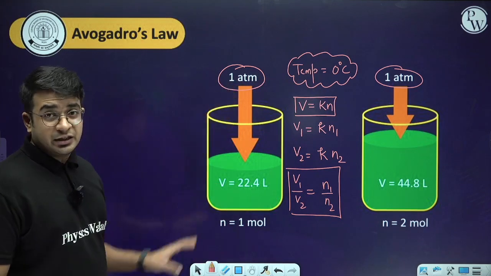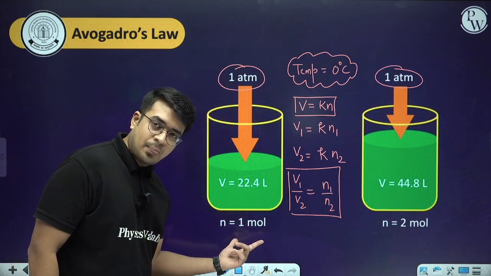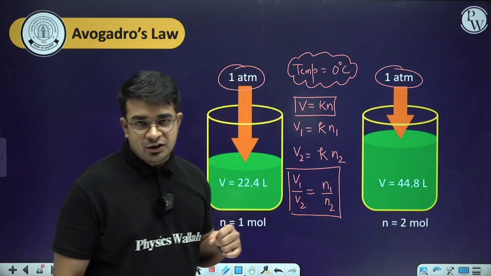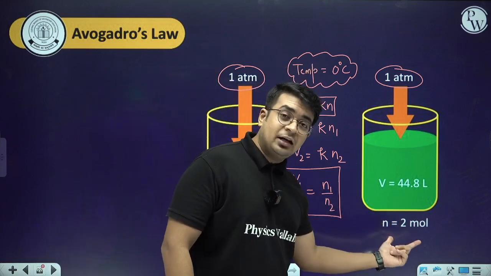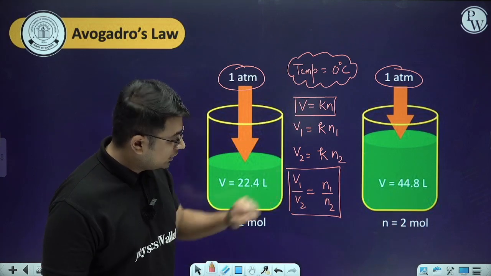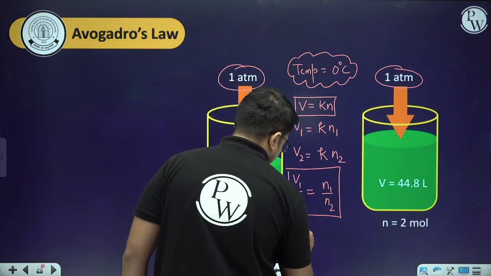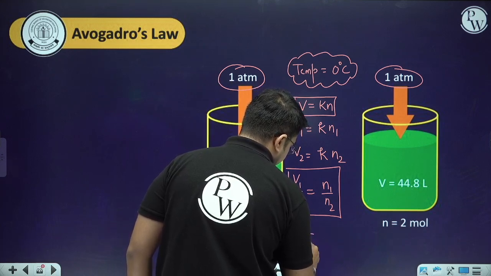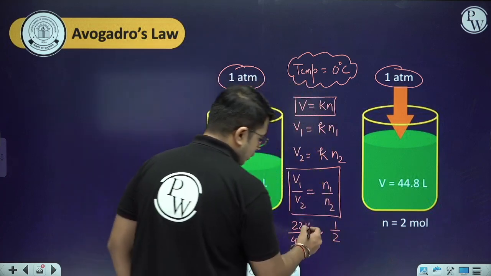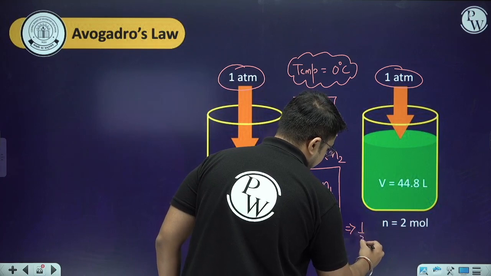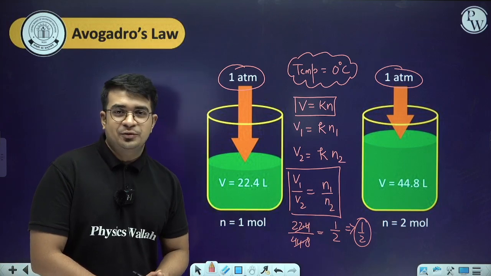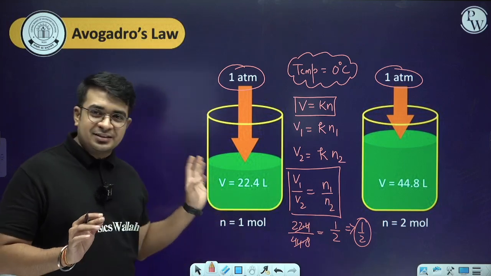Now let's say in one condition n is 1, and the volume comes out as 22.4 liters. In the next condition, at the same temperature and pressure, I'm taking 2 moles of gas, and the volume comes out as 44.8. Can I correlate this ratio? Yes, very easily. We have 22.4 divided by 44.8 equal to n1 upon n2, which is 1 by 2. If you solve this, it is again equal to 1 by 2. So LHS equals RHS. I hope this entire part is clear to everyone. A very simple analysis of the same rule.